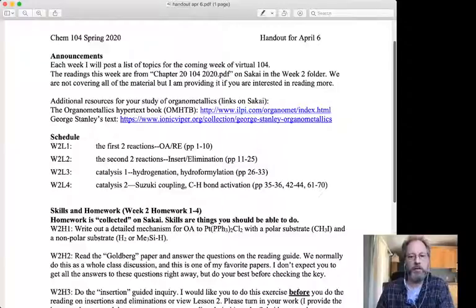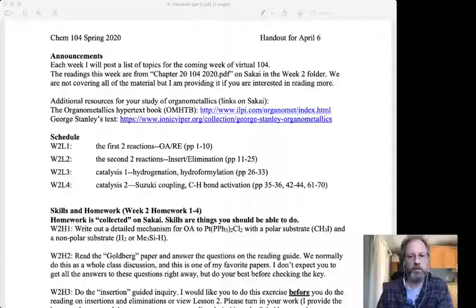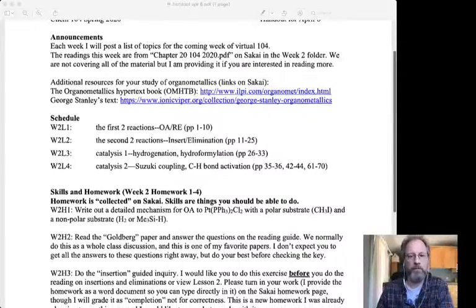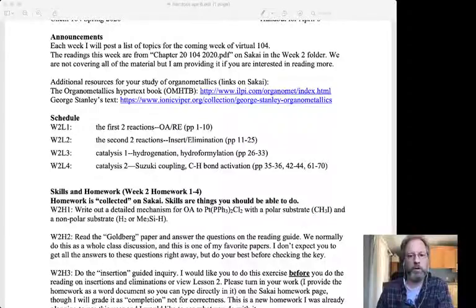I had these links earlier in an earlier handout, but the organometallics hypertext book is a really good resource for organometallic chemistry, and then George Stanley's book is also very good if you want to dive a little bit deeper on some of the topics.